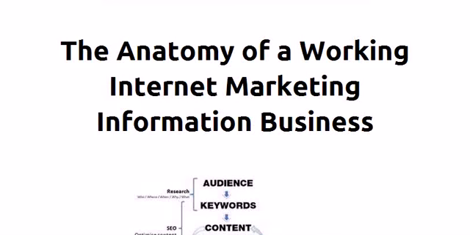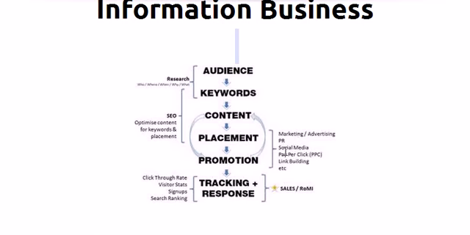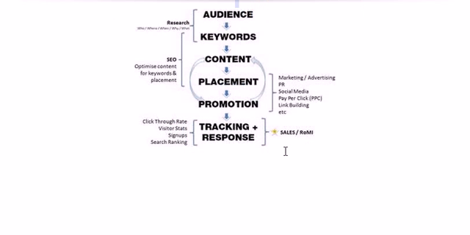And today in this short video, I want to break down the anatomy of a working internet marketing information business. And when you decide to get online and work an online business, there's a lot of pieces that go into this. You got to know your audience. You got to know the keywords you want to use, designing the products, the whole 9 yards.